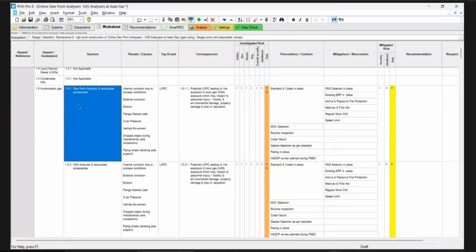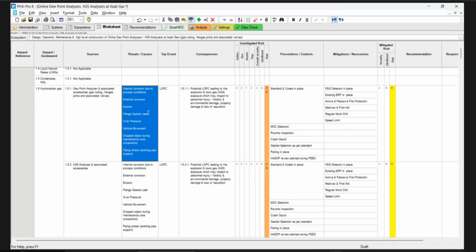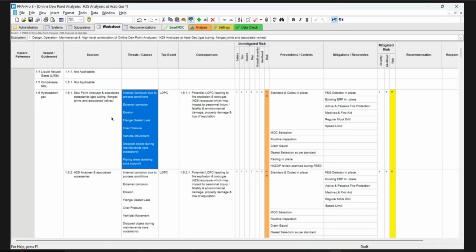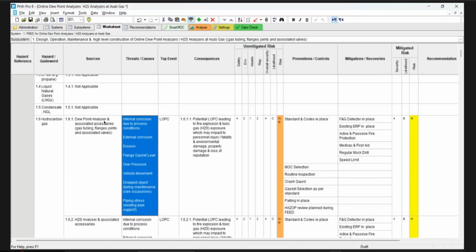Source, we are saying that dew point analyzer and associated accessories. I have put the gas tubings, flanges, flange joints, and associated valves. Make it one, the common. Dew point, it's a common one, right? So don't make it H2S and dew point analyzer as separate. The analyzer is the common one, right? Okay, inside they are different, but you can make it as one.